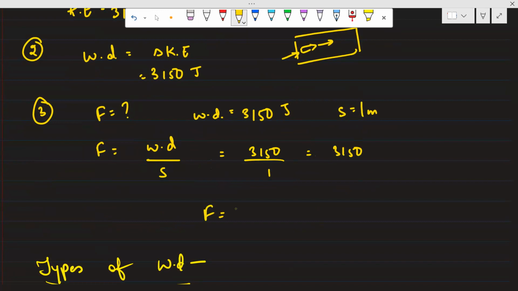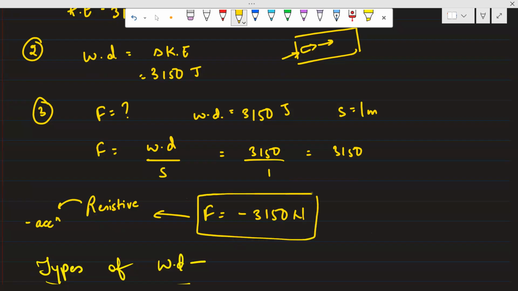Let's see, class, force can be negative. So for force, you can take this as minus 3150 Newton. Why? Because this is the resistive force. Anyways, this force will be negative itself, because first thing, this is a resistive force. Resistive force means you are getting retardation. This will give rise to deacceleration, that is negative acceleration. So for force, you can put a negative value.